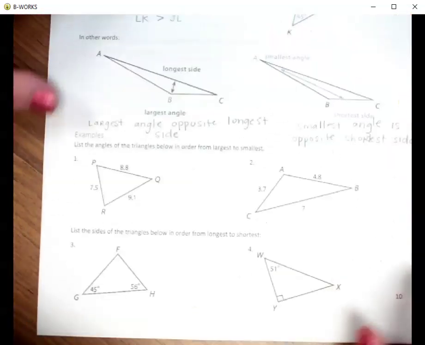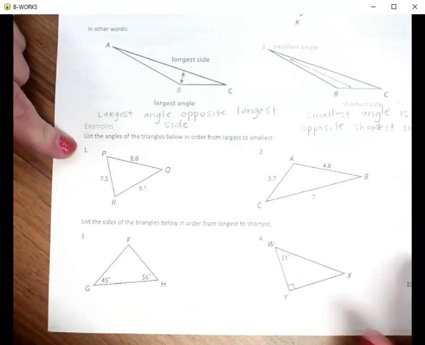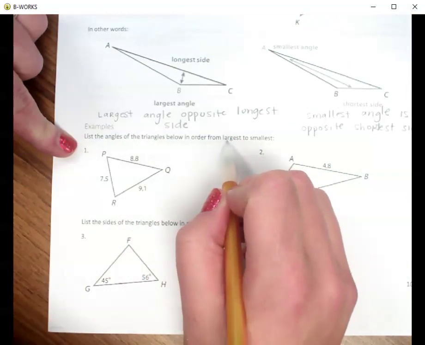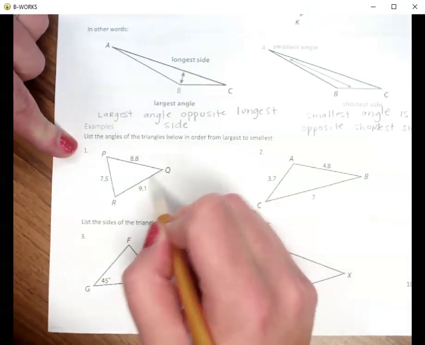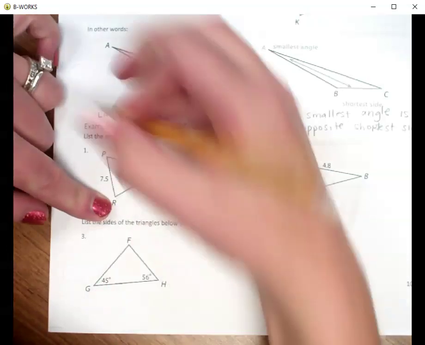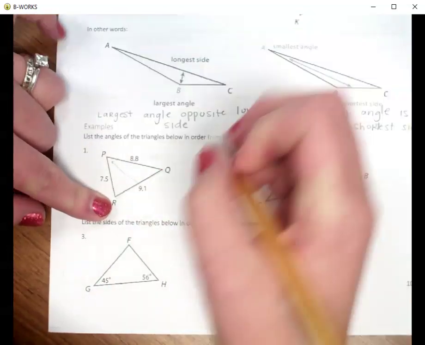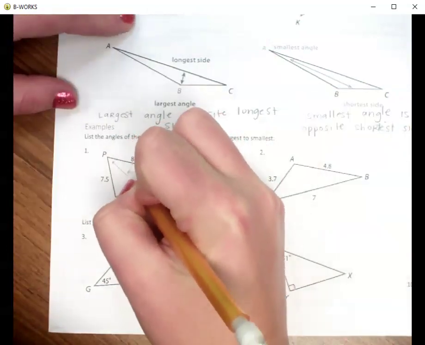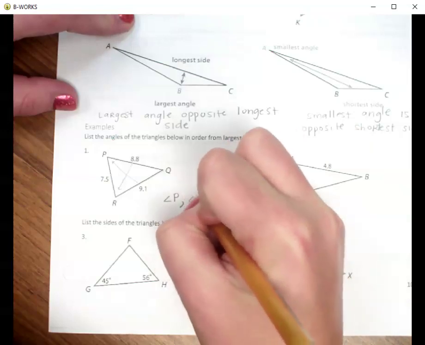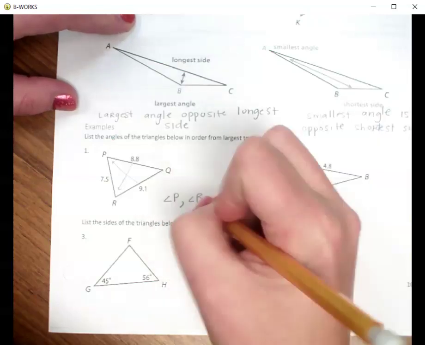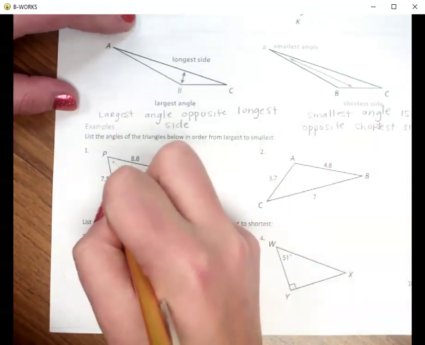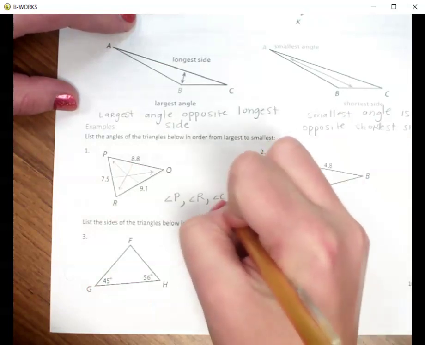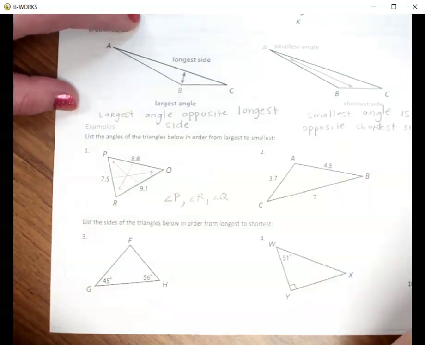Now if we're going to list angles in order from biggest to smallest, we want to look at our sides from longest to shortest. QR here is our longest side, so the angle opposite that, angle P, is going to be the largest. Then 8.8 is next. Angle R is opposite that side PQ, that's 8.8 units long. And then since 7.5 is our shortest side, angle Q is going to be our smallest angle.